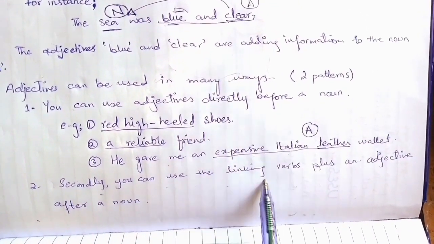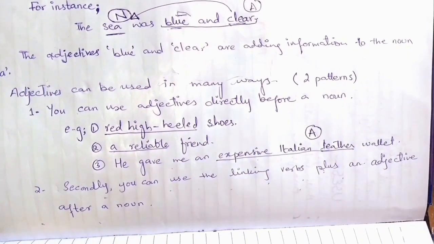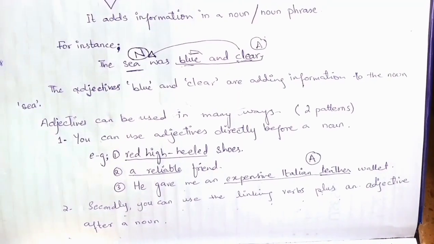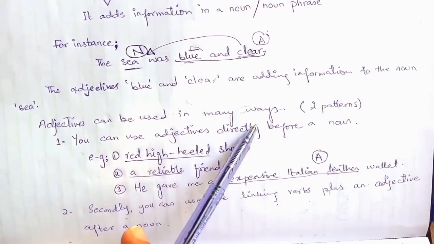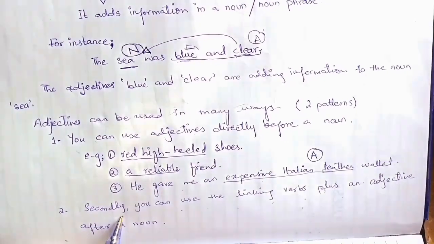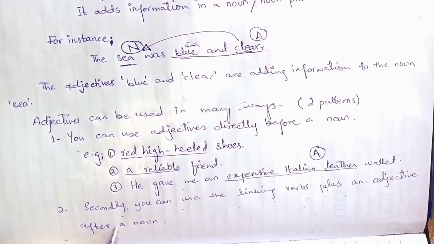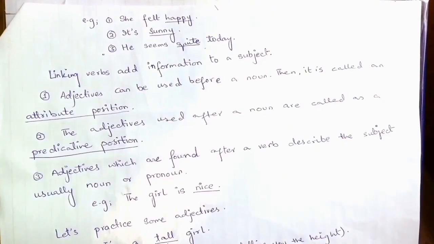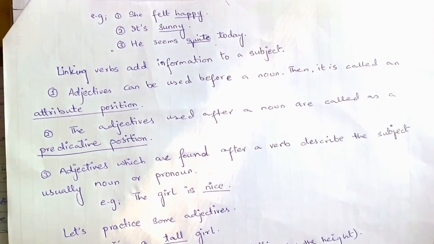Secondly, you can use the linking verbs plus an adjective after a noun. So there are two categories. Firstly, you learned that you can use adjectives directly before a noun, and the second one is that you can use the linking verbs plus an adjective after a noun. For instance, she felt happy.